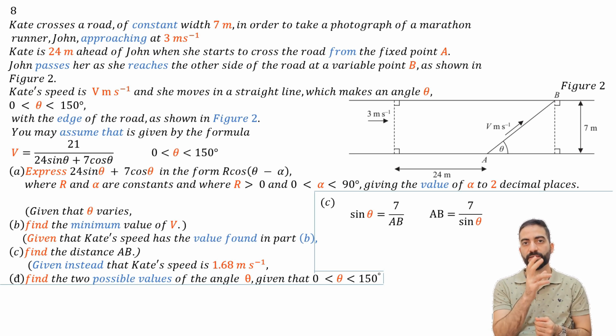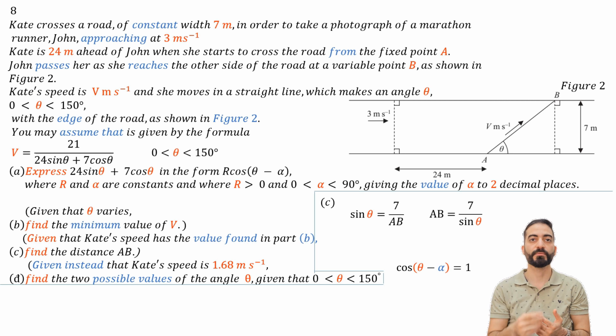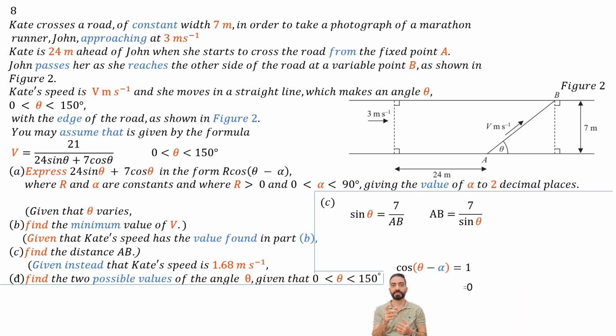But as we see in the question, given that Kate's speed has the value found in part B, we can benefit from part B because cosine (theta minus alpha) equals 1 in part B. And when cosine equals 1, this means that the angle equals 0. This is a rule, or we can use the calculator. So the angle theta minus alpha equals 0. This means that theta equals alpha. And we put here the value of alpha and we get the final answer.